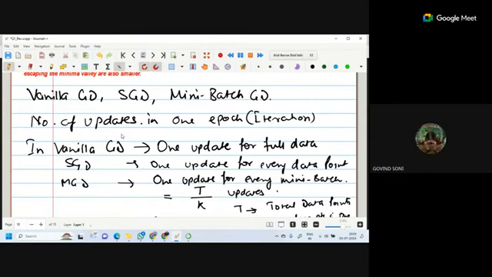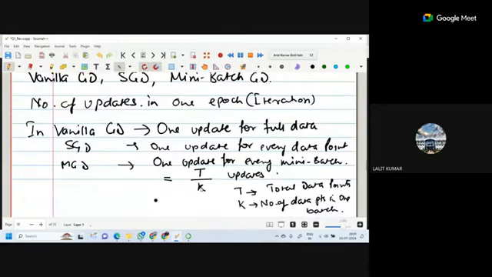10,000. In mini batch gradient descent, we decide that we will pass the data batch wise. For example, I make a batch of around 1,000. So in one epoch, how many times will these batches be passed? I've got 10,000 and a batch of 1,000, so there will be 10 batches. For every batch, the update will take place. So in one epoch, there will be T by K updates, where T is the total number of data points, and K is the number of data points in one batch.